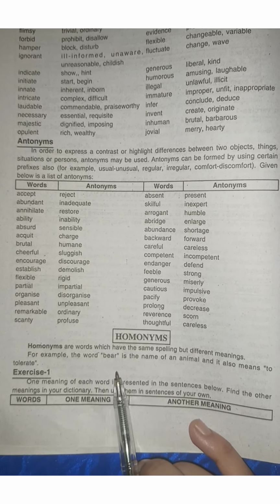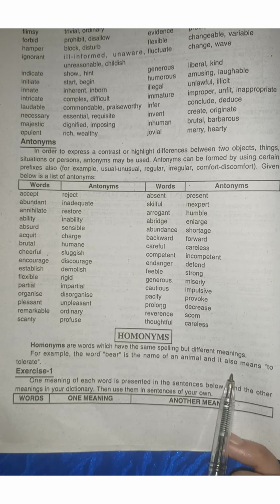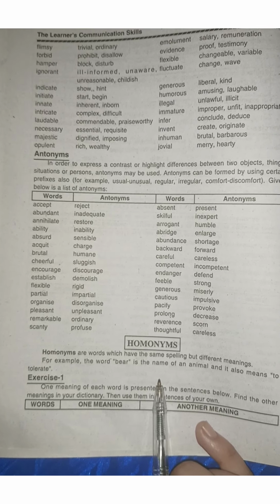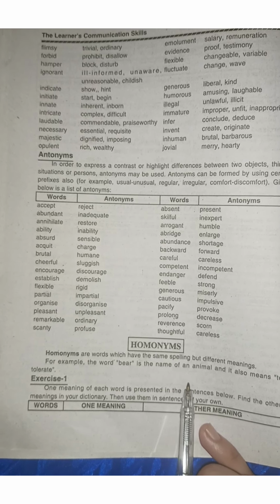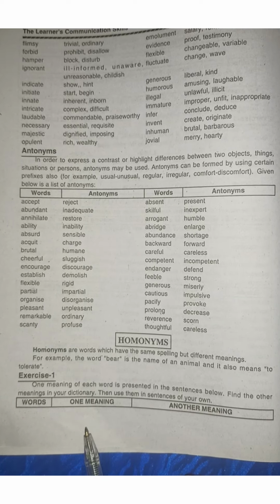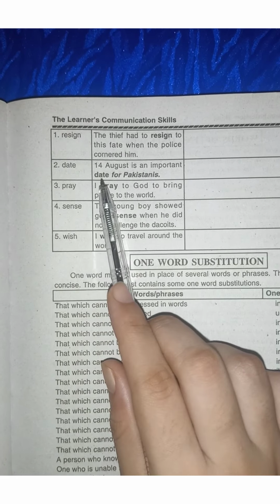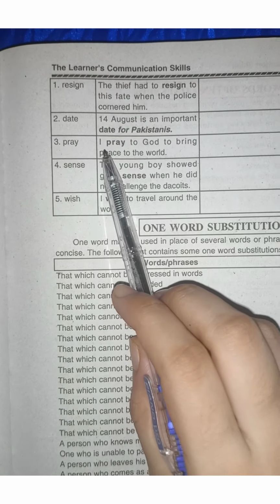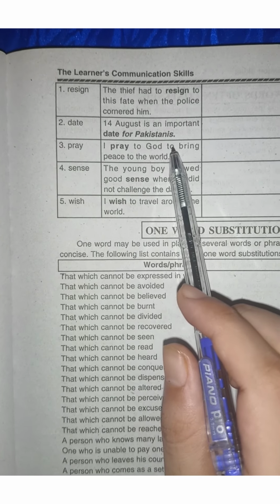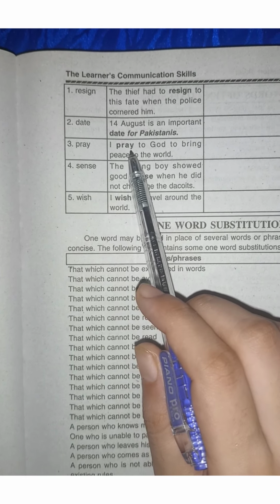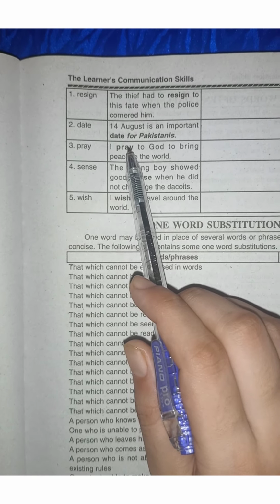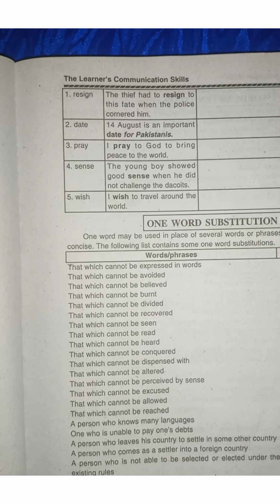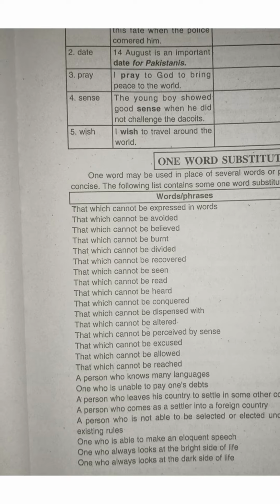For example, the word bear is the name of an animal and it also means to tolerate. These two words have the same spelling, the same pronunciation, but their meaning is different. For example, date. 14 August is an important date for Pakistanis, and we also use date for dry fruit. So these two words have the same spelling, the same pronunciation, but their meanings are different.